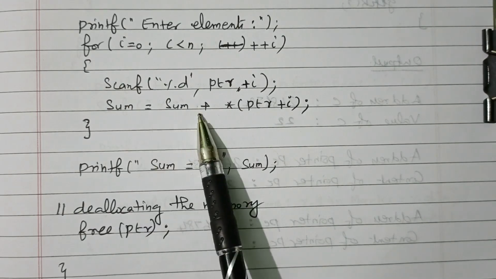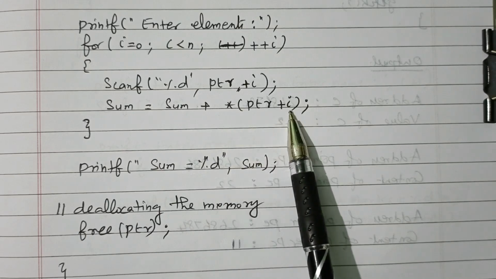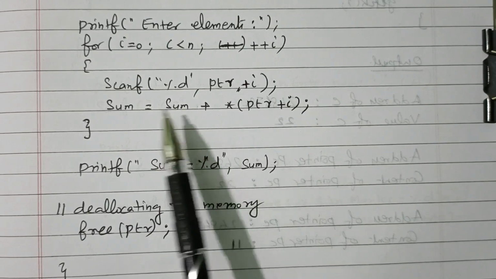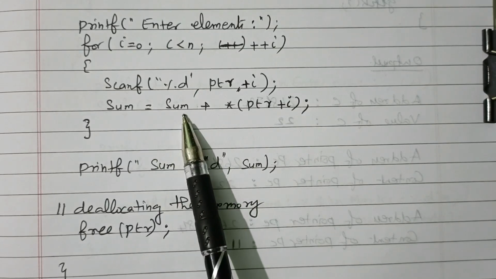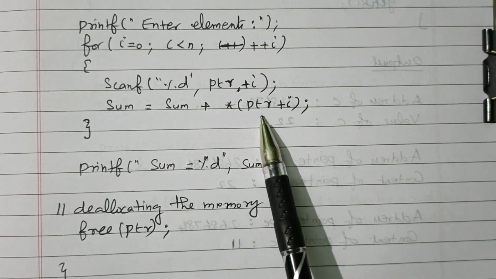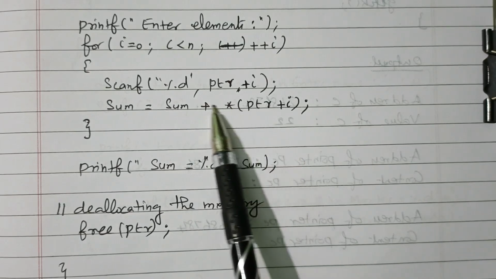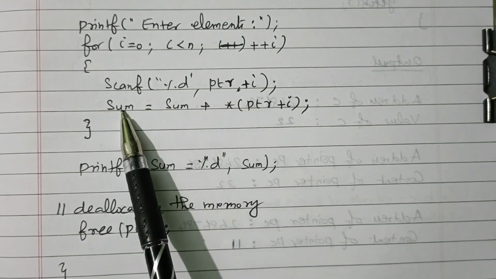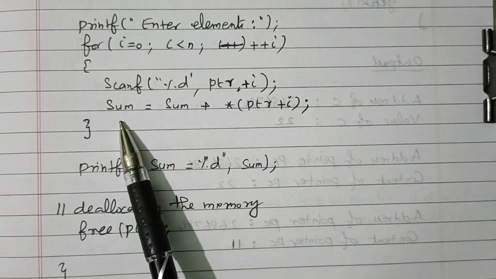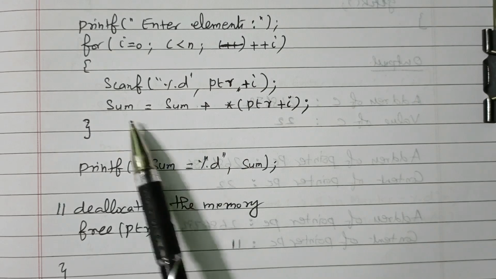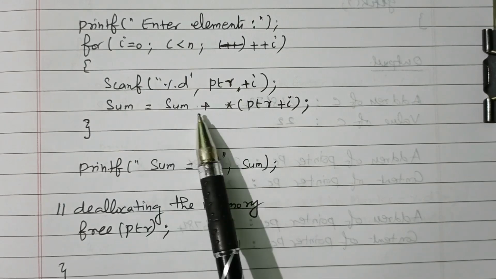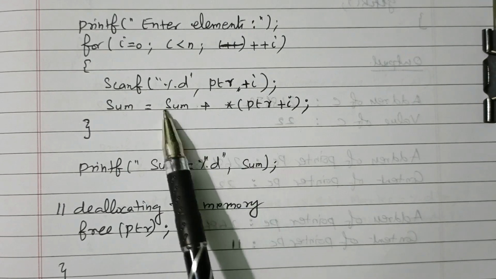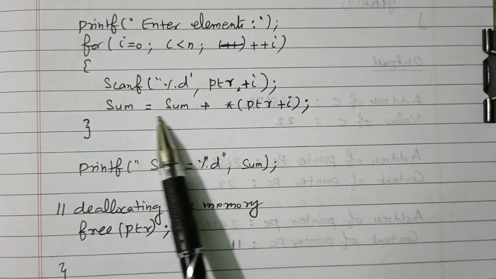sum equal to sum plus star of ptr plus i. The first element entered is added with the sum stored in sum itself. Sum is already 0, so the element we entered will be added. For example, 10 means 0 plus 10, and 10 will be stored in sum. Now sum becomes 10, earlier 0, now 10. Then it repeats. For example, 10 numbers means it will run 10 times. So all the numbers we enter are added to the sum, cumulatively added.